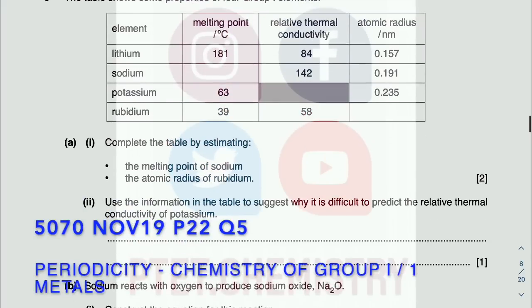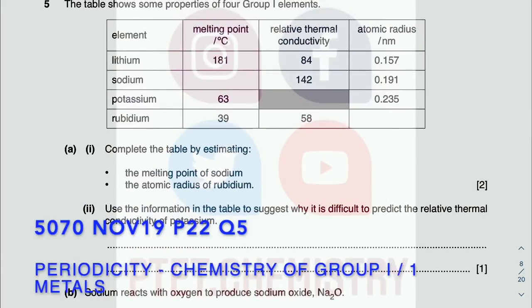Next bit is group 1 chemistry. They want you to estimate the melting point of sodium. So what do you notice? This is down group 1. So down group 1, you see the melting point getting smaller and smaller.